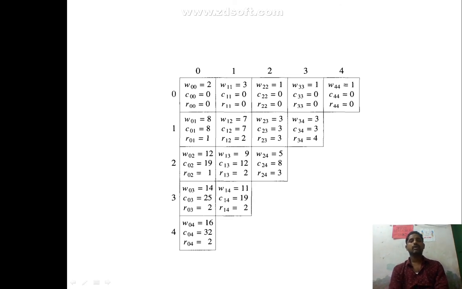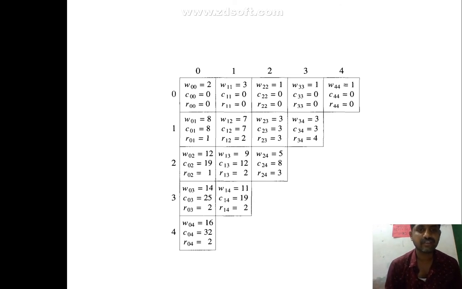Now we have to construct W of i comma j. So what is the equation of W of i comma j? It is P of j plus Q of j plus W of i comma j minus 1. And C of i comma j equals the minimum over i less than k less than or equal to j of C of i comma k minus 1 plus C of k comma j plus P of k plus W of i comma k minus 1 plus W of k comma j.